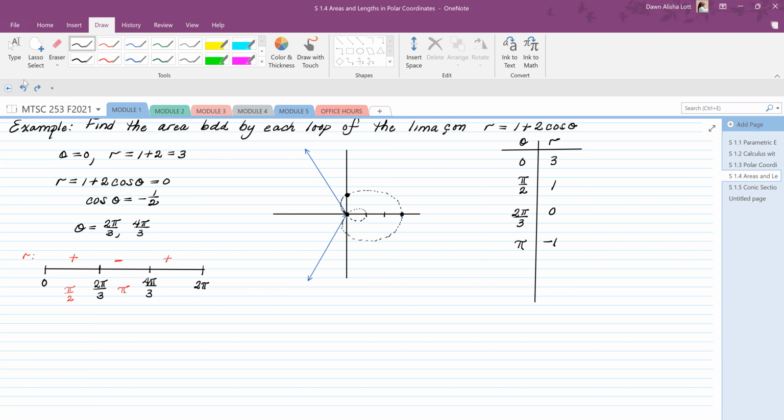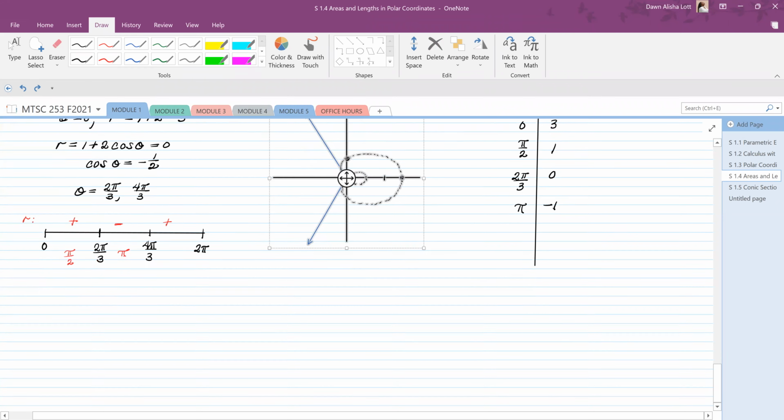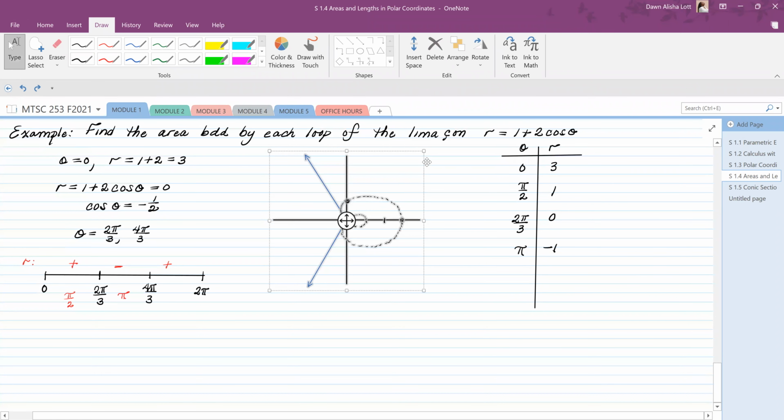Okay, so I know that I'll get the outer part of the loop, so the whole upper half. So before I mess this up, I'm going to draw it again. So let me lasso this. Okay, because I need that again.